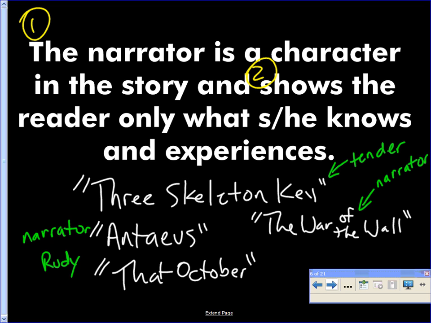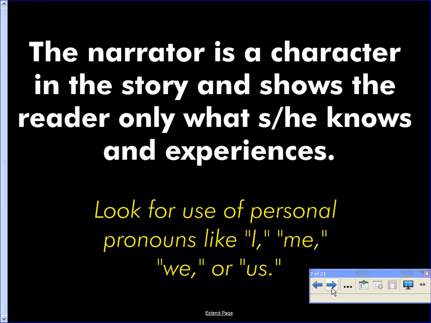First-person voice distinguishes itself, and it's pretty easy to see. We had this discussion yesterday in every class, but I know, especially in 7th period, you guys hit it pretty clearly when you said that first-person voice always includes use of personal pronouns like I, me, we, or us. And if you see those personal pronouns in the narrative, you know that you're in first-person voice.